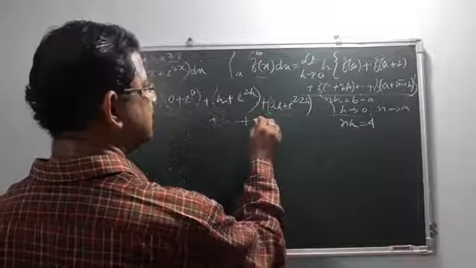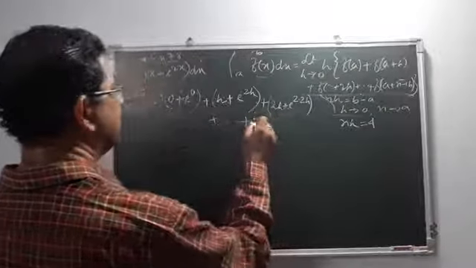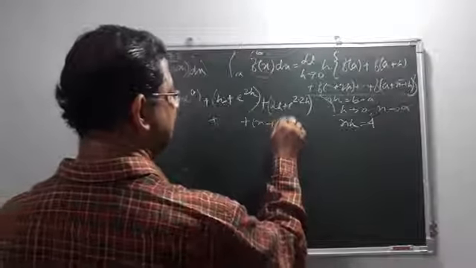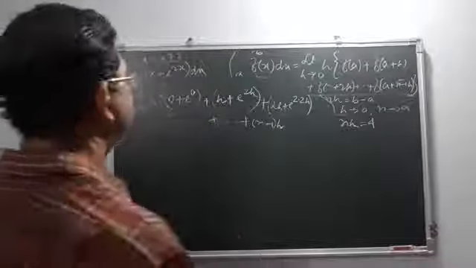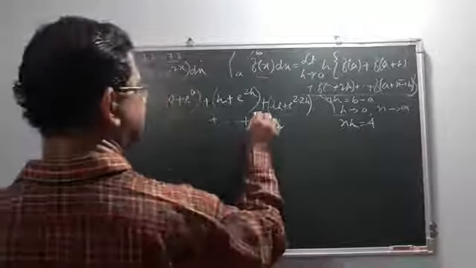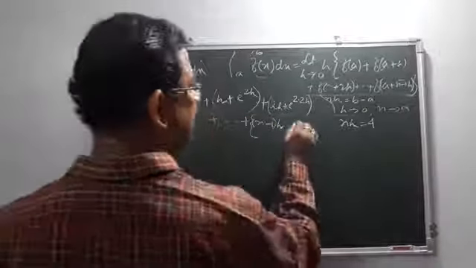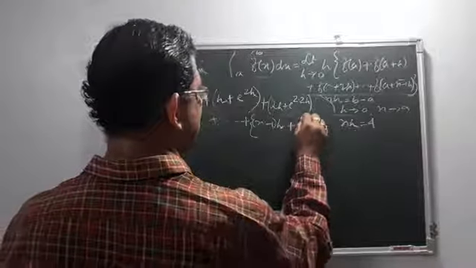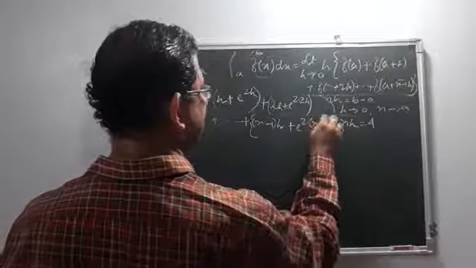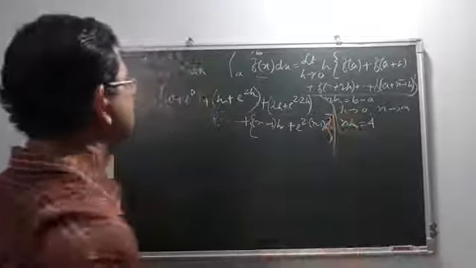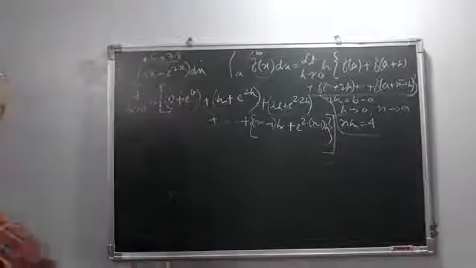Finally it is f of (n minus 1)h, and then it is (n minus 1)h plus e to the power 2 into (n minus 1)h. This is our total according to that formula.